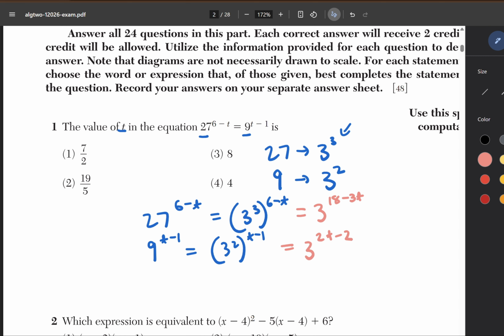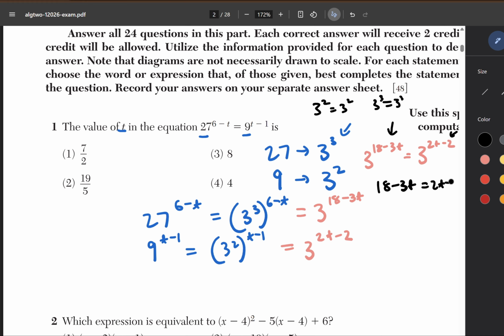So now what we're saying is that, well, we first started by saying 27 to the 6 minus t is equal to 9 to the t minus 1. And now what we have is 3 to the 18 minus 3t is equal to 3 to the 2t minus 2. And that sounds confusing at first until you think about this. In order for these two numbers to be equivalent to each other, the exponents have to be equal to each other. Like for example, 3 to the second is obviously equal to 3 to the second. 3 to the third is equal to 3 to the third. So here, 18 minus 3t must be equal to 2t minus 2.